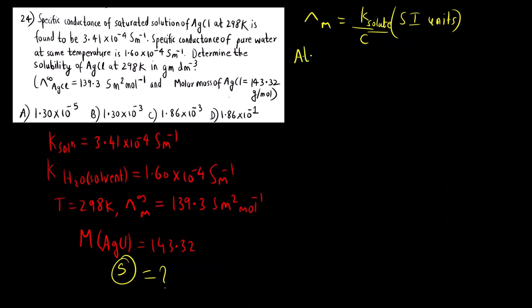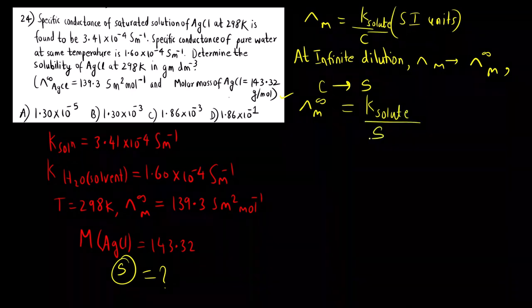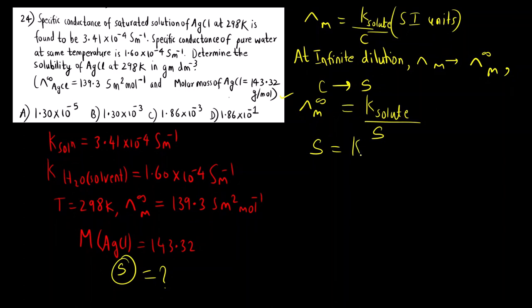But we are considering infinite dilution. So at infinite dilution, what happens? At infinite dilution, lambda m will become lambda m infinity, and concentration will become solubility. So lambda m infinity is known to us, we don't know K of solute, divided by C. Concentration will be solubility. We want solubility, that will be K of solute divided by lambda m infinity.